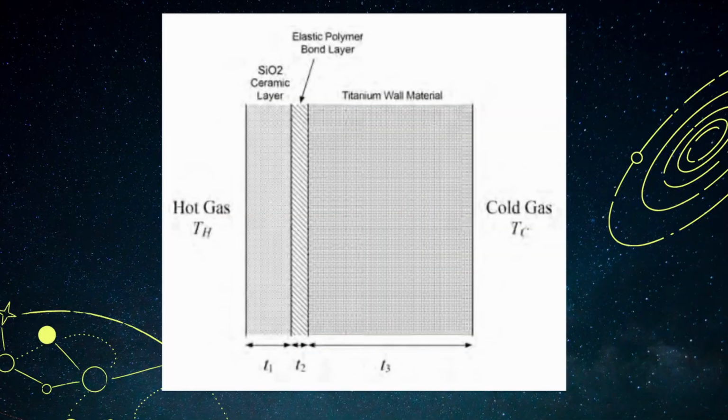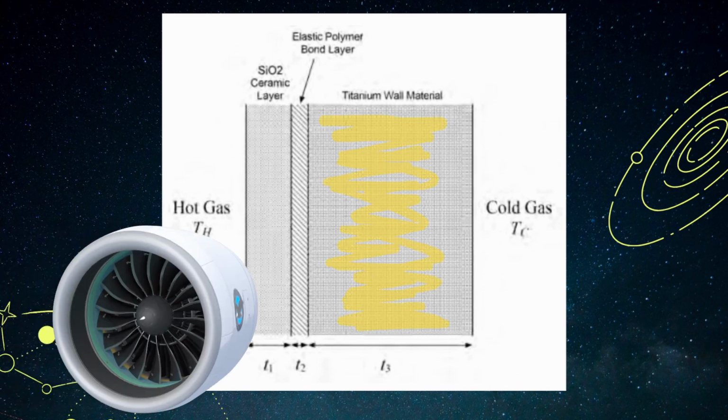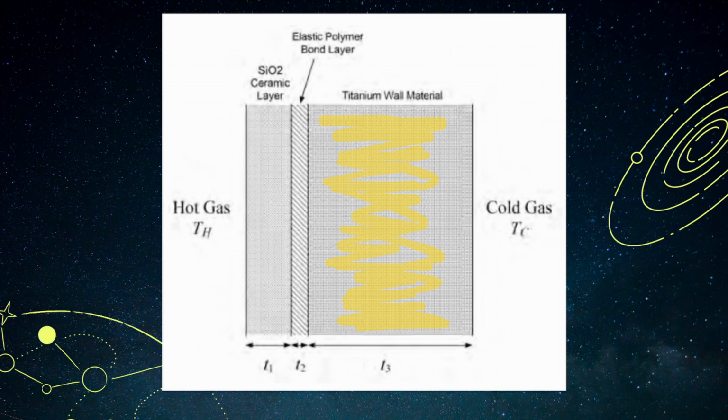Here in this diagram, it shows a cross-section of the wall for a proposed combustor liner. A combustor liner is found in the inlet of an engine, so right here. It has a titanium wall with a crystalline silica, SiO2, ceramic thermal barrier coating. Due to the differential thermal expansion of the silica and titanium, a thin elastic polymer bond layer made up of a high temperature polymer material is placed between the two.